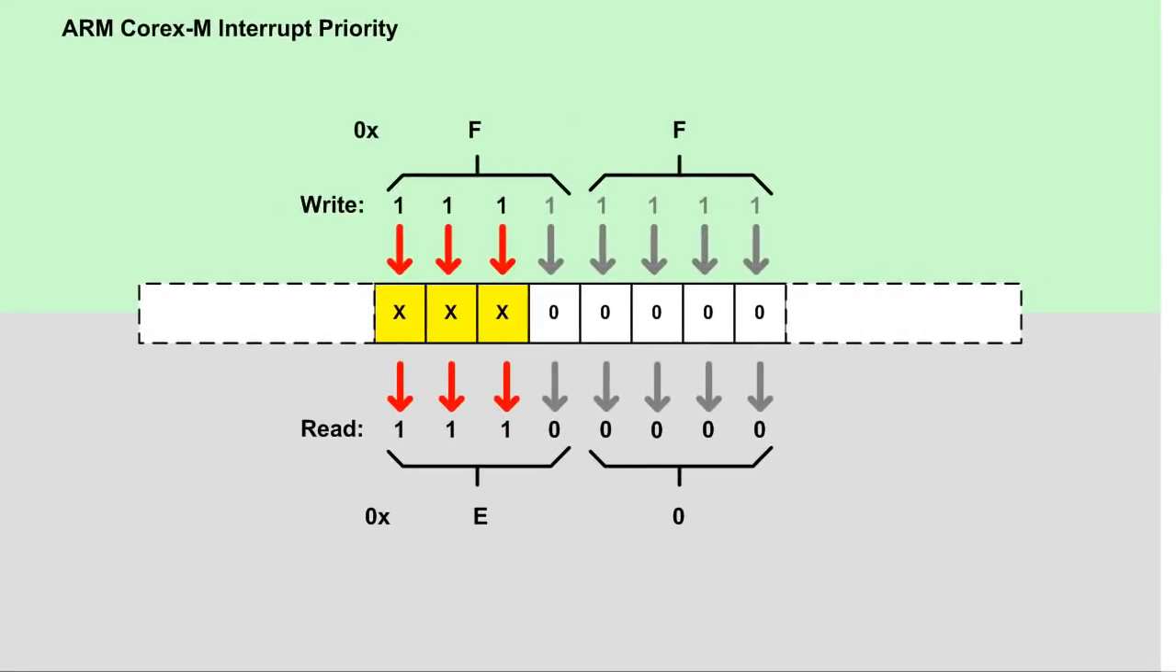This is because ARM Cortex-M cores implement interrupt priority only in the highest order bits of the priority byte. Tiva-C MCU implements only 3 interrupt priority bits. Other Cortex-M MCUs might implement more bits. For example, STM32 implements 4 priority bits. So if you wrote FF to an ST chip, it would read back as F0.